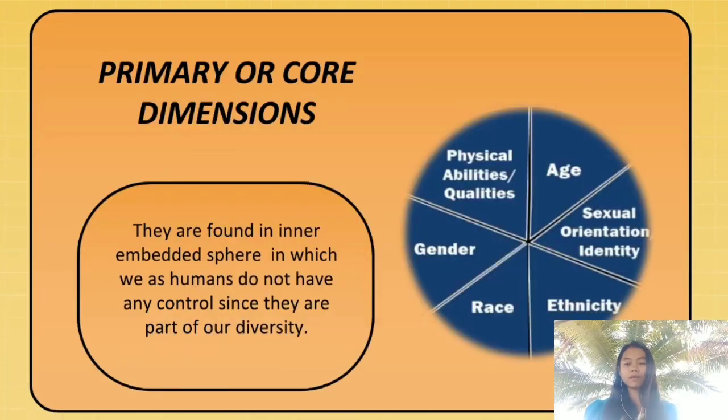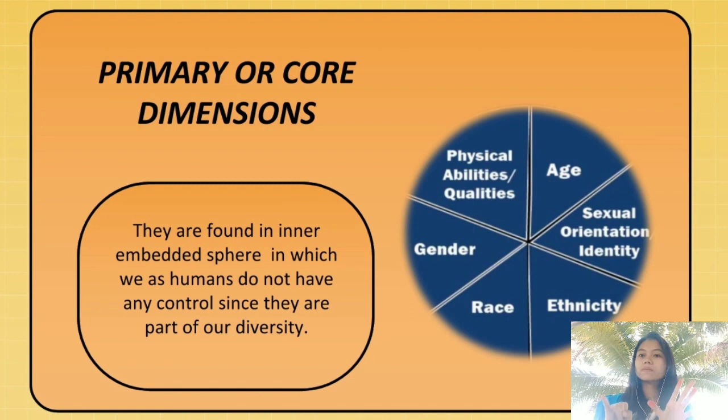She described the primary or core dimensions as the most powerful and sustaining differences, ones that usually have an important impact on us throughout our lives. It is an inner embedded sphere over which we, as humans, do not have any control since they are part of our diversity. In the original model, Loden presented 6 primary dimensions that help shape our basic self-image and our worldviews. These are age, sexual orientation identity, ethnicity, race, gender, and physical abilities or qualities. These are the 6 primary dimensions that we don't have control over as humans.